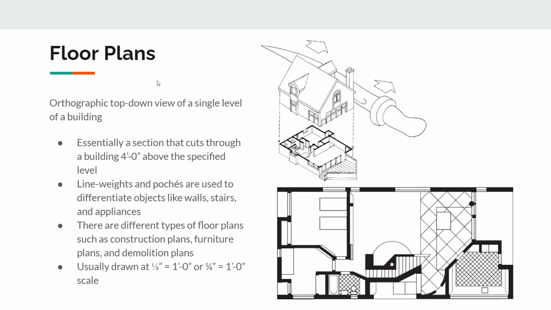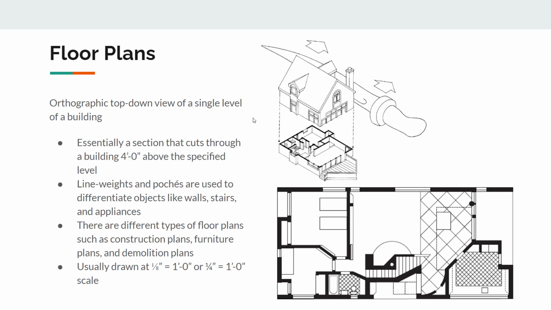So floor plans, these are orthographic drawings, and they're drawn from a top-down view. And they represent a single level of a building, okay? So whenever we draw floor plans, we're usually going to have a floor plan drawing for each level of the building, okay? So like a first level floor plan, second level floor plan, third level floor plan, and so on. And these are essentially just a section drawing that cuts through a building at 4 feet above the specified level.